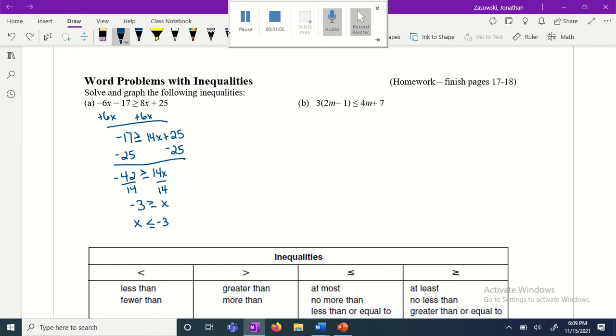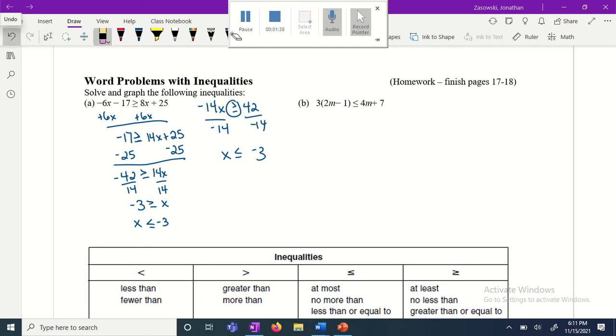So as long as you came up with one of these two answers, you're correct on that one. And remember, if your first move was to move the 8 over, and you ended up with negative 14x is greater than or equal to 42, when you divide by negative 14, you have to make sure we flip the inequality at this point. So if you ended up with this and you got a greater than or equal to, just make sure that you flip the inequality around. All right, let's try B here.